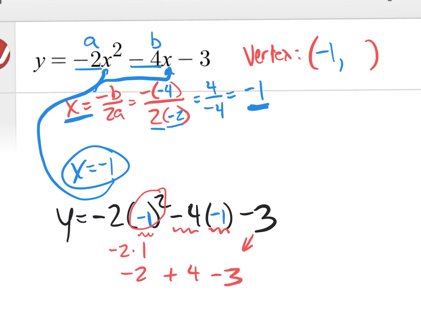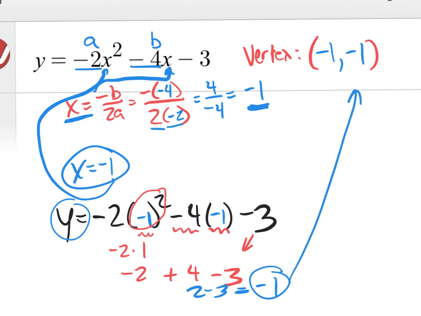You now have -2 plus 4 minus 3 from left to right. What is -2 plus 4? That's 2. And what is 2 minus 3? That is -1. So the y value, y equals -1. So the y value of your vertex is -1. So the vertex, the most important point, is at the location -1, -1. And we know it's opening down because the a value is negative. So that means that this is a maximum value.